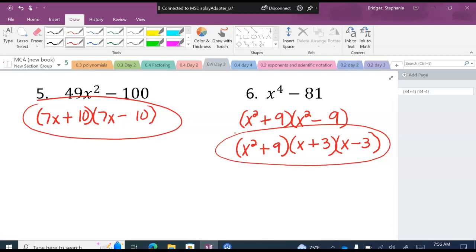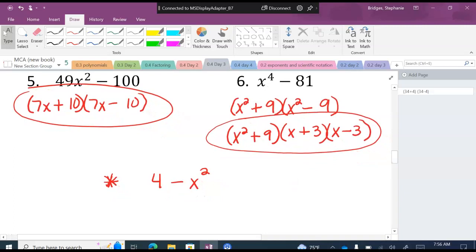Now, one that I did not put in the notes that I need to show you, just a little extra one. If I have something that looks like this, 4 minus x squared, do they have anything in common? Are they both perfect squares? Are they being subtracted? Yes.